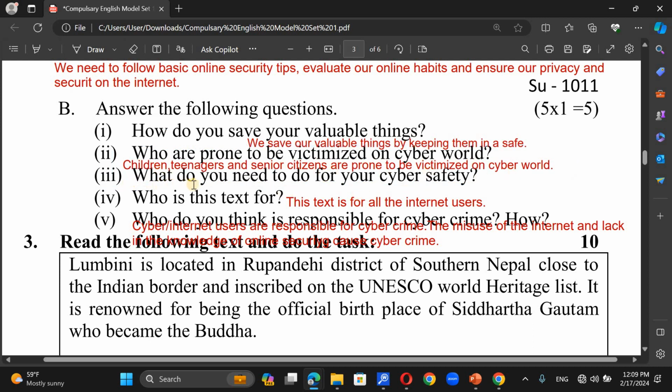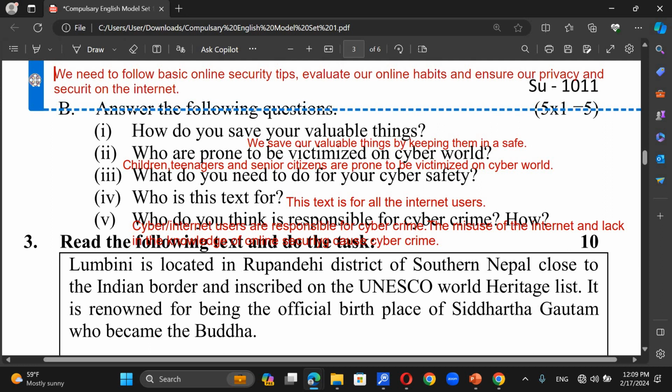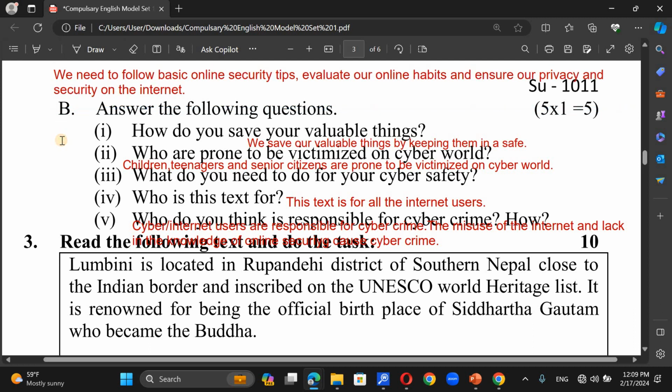Question number 4. What do you need to do for your cyber safety? We need to follow basic online security tips, evaluate our online habits, and ensure our privacy and security on the internet. Okay, you can do it in this way.